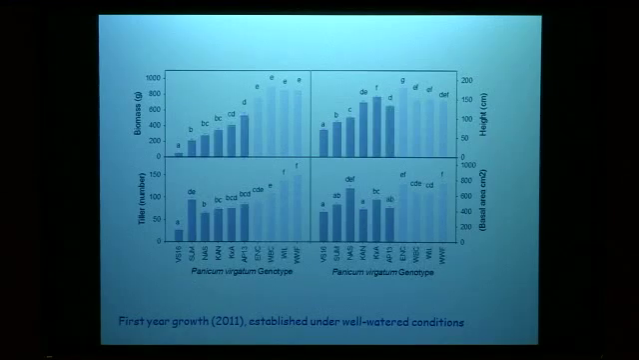And so you can see there's an enormous range in biomass production in that first year, several fold changes in total biomass accumulation, and a lot of differences in growth architecture in terms of tillering, height of the plants, and basal area of the plants.